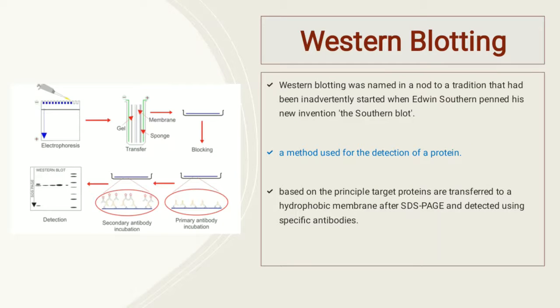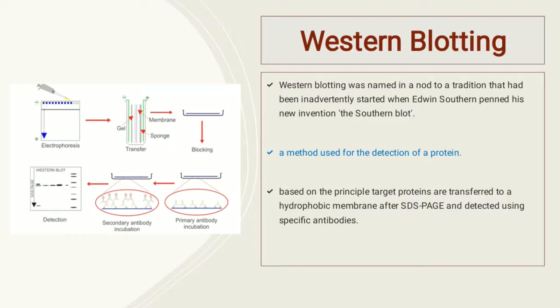Next, moving towards Western blotting. The process of Western blotting is a bit different from that of southern and northern blotting. Talking about the naming, Western blotting is named traditionally, or inadvertently, after the southern blot technique that was named after Edwin Southern, who discovered or invented this technique.